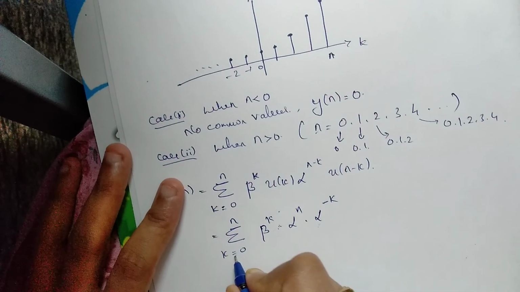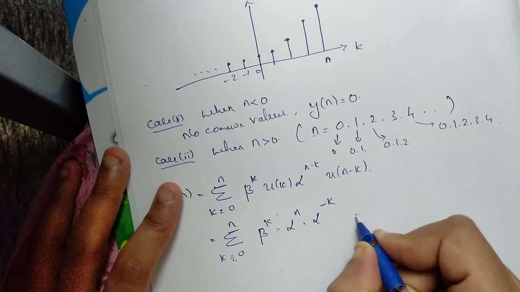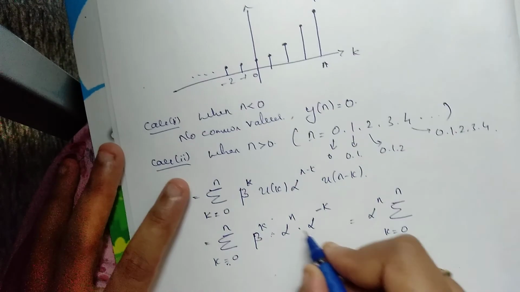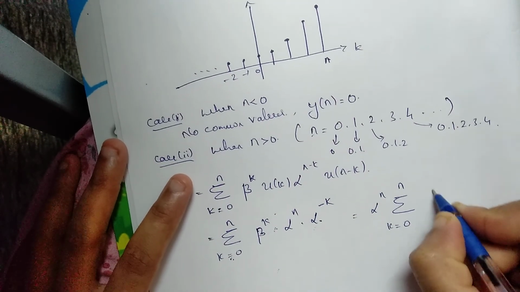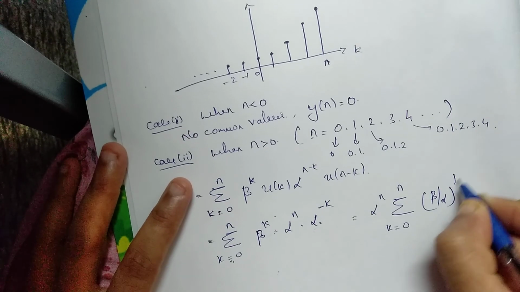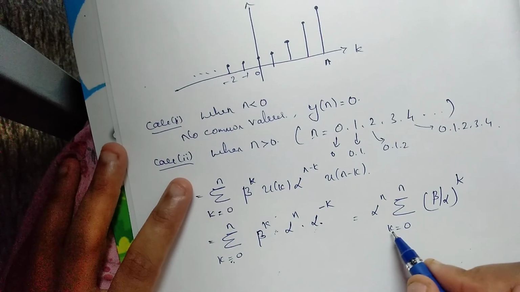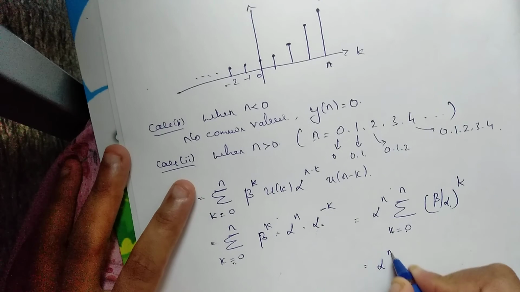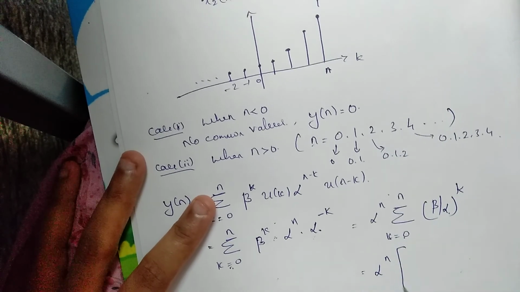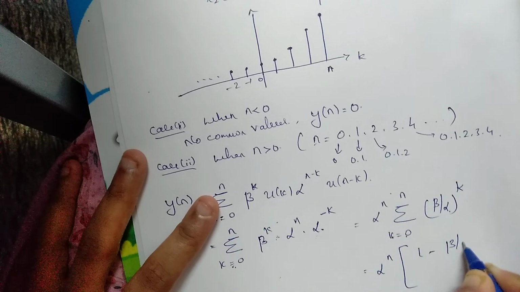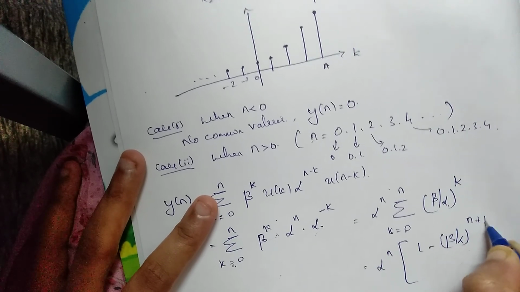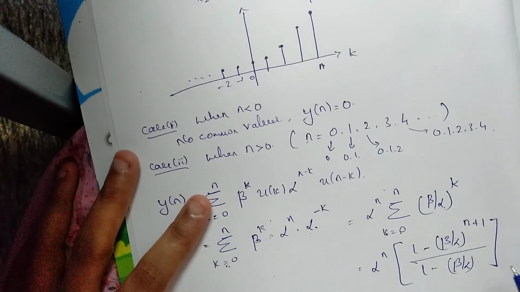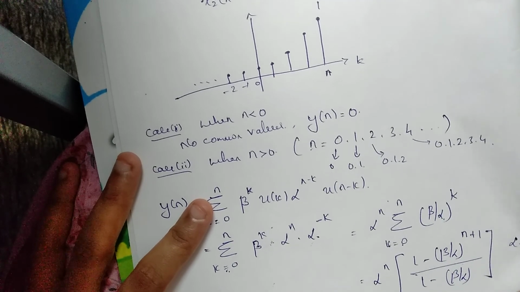So the summation is for k, I'm taking this n outside. Alpha to the power of n, summation k is equal to 0 to n, beta by alpha whole to the power of k. Now the equation is a geometric sum, k is equal to 0 to n. So we can write alpha to the power of n, keep it as it is, times 1 minus beta by alpha whole to the power of n plus 1 divided by 1 minus beta by alpha. This is the equation, where alpha is not equal to beta.